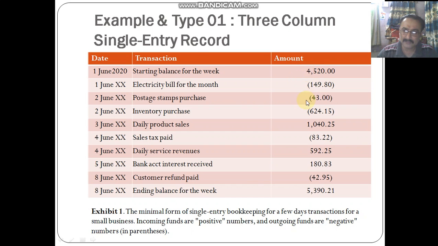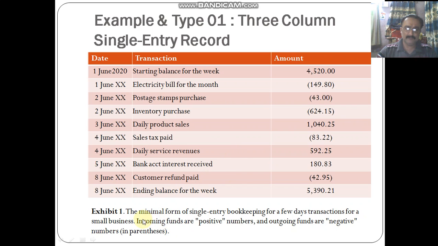When you minus these bracket amounts from 4,520 rupees, and you add the plus figures, 1,040.25, 592.25, and 180, then at the end you will have 5,390 rupees 0.21. So this is basically the type of single entry record that normally shopkeepers and small merchants use in their books of accounts.